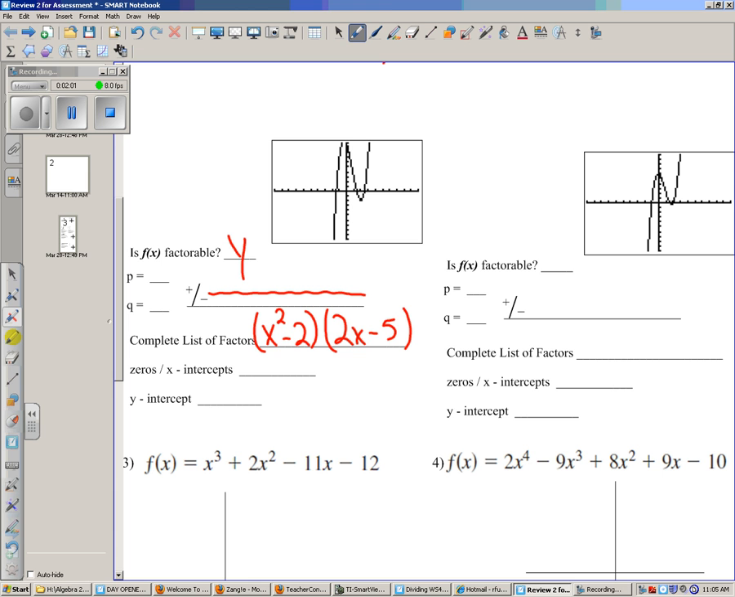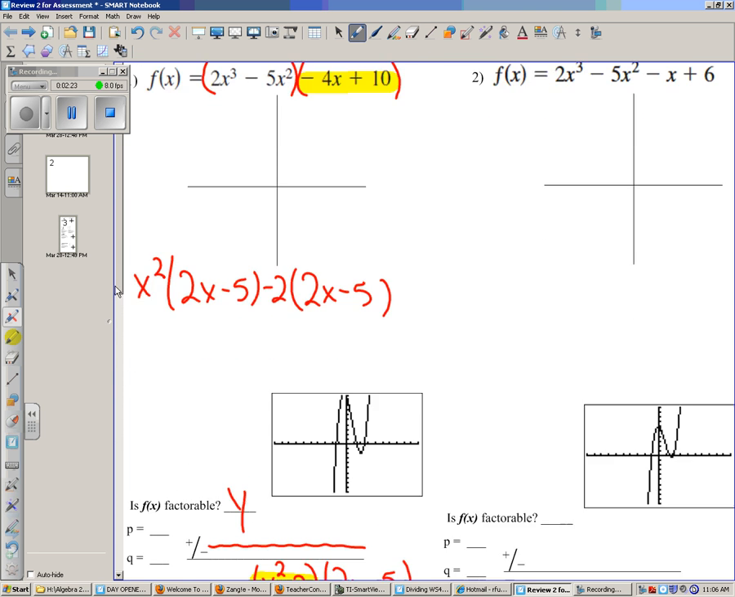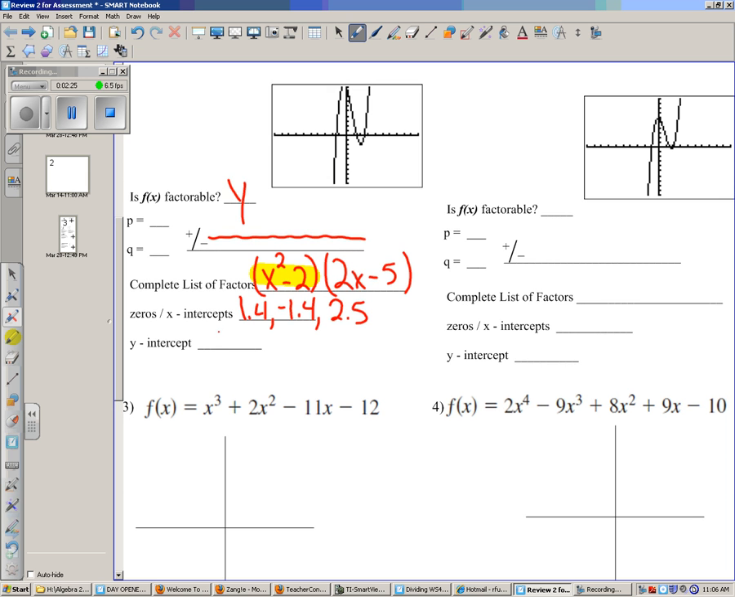On the x squared minus 2, I would add 2 and then take the square root of 2, which is going to be 1.4 and negative 1.4. And with the 2x minus 5, when I set that equal to 0, I'm going to get 2.5. My y-intercept, going back to my original equation, is 10. And now I'm going to graph it.